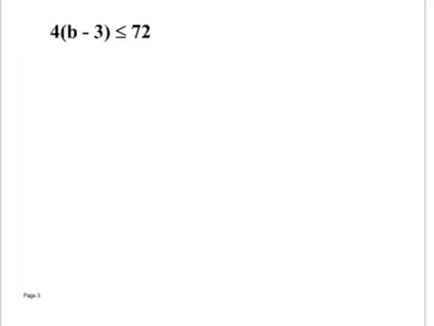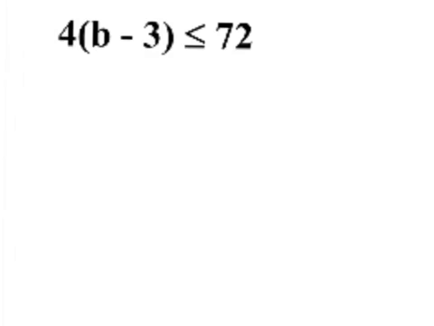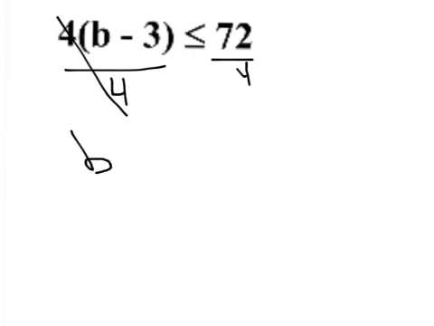Write this problem down. Go ahead and solve it on your own. Let's check everyone's answer. So I'm going to divide by 4 first. Because I was timesing by 4, I divide by 4. That gives me b minus 3 is less than or equal to 18.